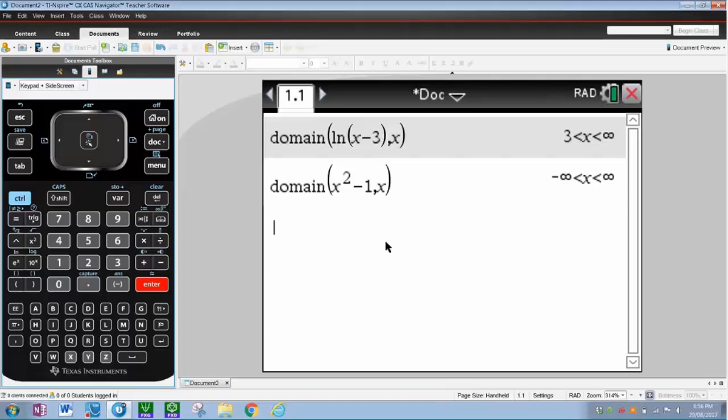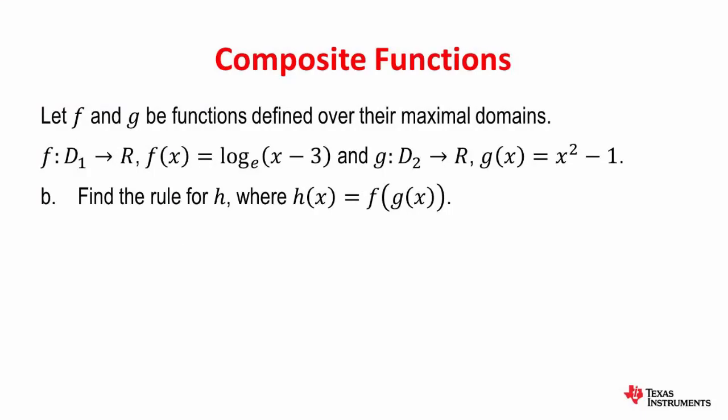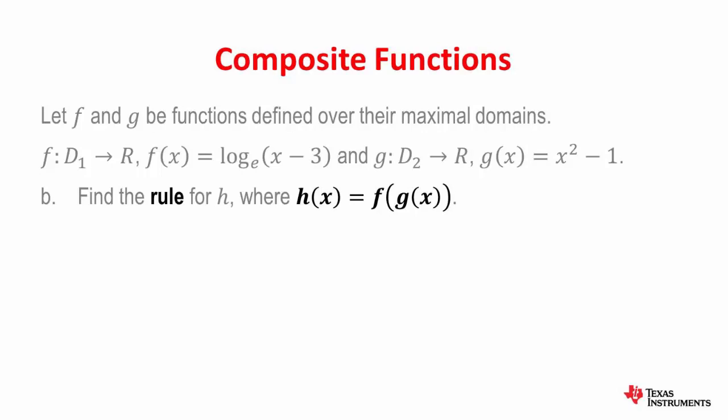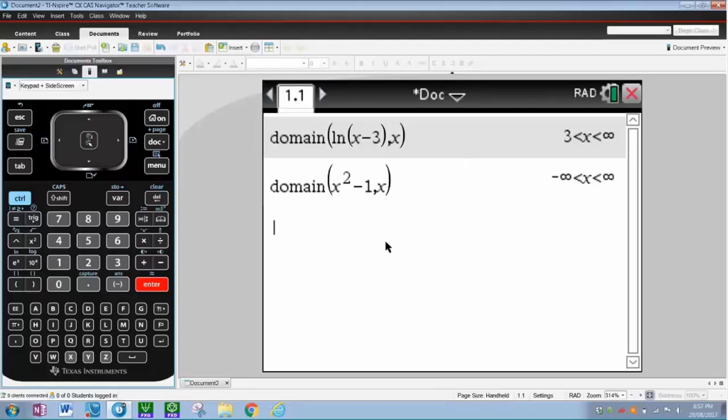Our next question, which is part B, asks us to find the rule for h of x, where h of x is f of g of x. So h of x is the composite function where f is composed with g. Before we proceed, it might be a good idea to actually define our f of x and g of x functions in our calculator.